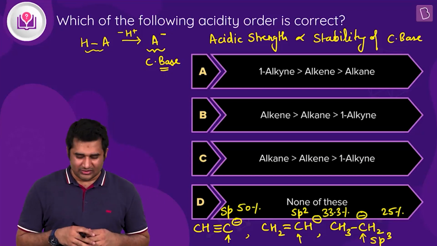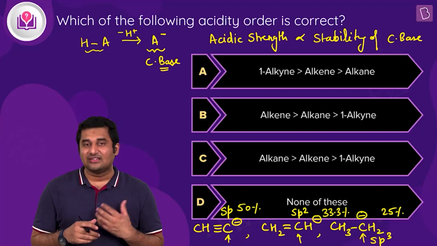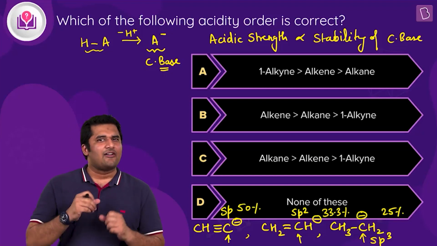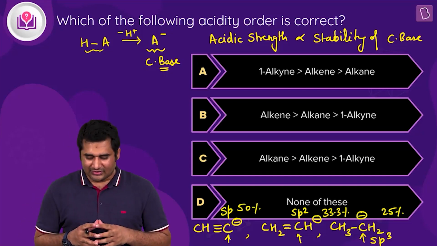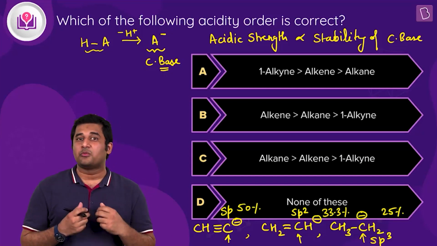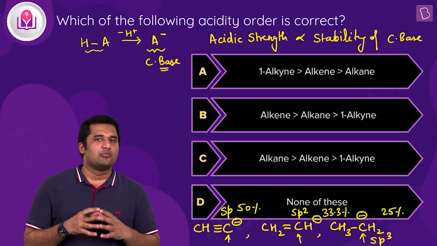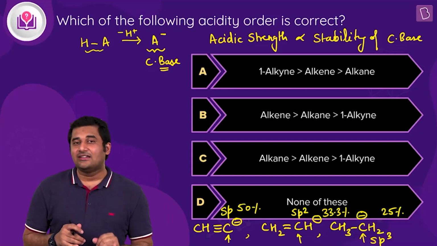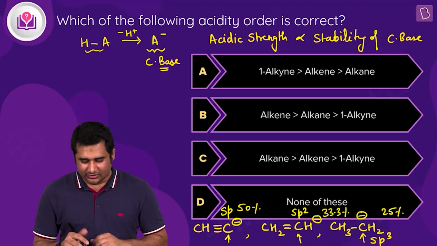Moving to the next two, in the case of alkene, that means ethene, since it is sp2 hybridized, the carbon of ethene will have more electronegativity than the carbon of ethane. Clear? Which means the conjugate base formed by ethene will be more stable as compared to the conjugate base formed by ethane, and hence the acidic character of alkene will be more than that of alkane. That means the order has to be alkyne most acidic, followed by alkene, and the least acidic one is alkane. So let's match with the options.